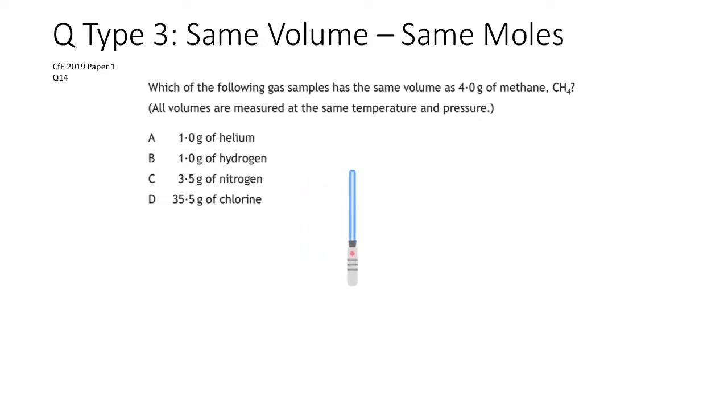So this is another question of the same type. Which of the following gas samples has the same volume as 4.0 grams of methane? Same volume means same moles. So our first step here, if we want to have the same volume as methane, we need the same moles. So we need to know how many moles of methane we have. So that's going to be our first step. So we have 0.25 moles of methane.